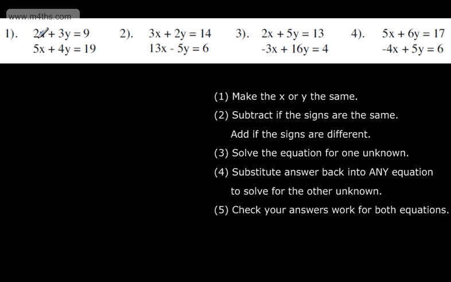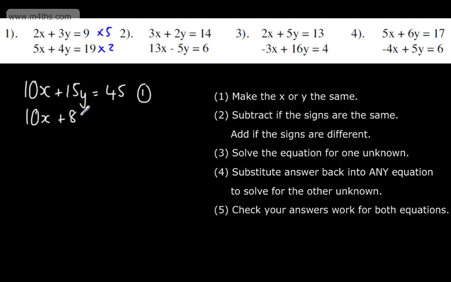My first method is going to make the x's the same. So all I'm going to do is multiply this equation by 5 and this equation by 2. If I do that, equation 1 will be 10x plus 15y is equal to 45. Multiplying equation 2 by 2, we're going to have 10x plus 8y is equal to 38. So by multiplying, it's essentially multiplying by 5 and 2, because it will give us the lowest common multiple.